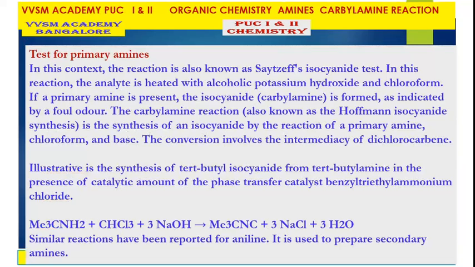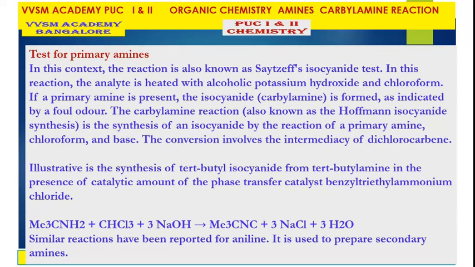Test for primary amines. Conclusion. In this context, the reaction is also known as Hofmann's isocyanide test. In this reaction, the analyte is heated with alcoholic potassium hydroxide and chloroform. If a primary amine is present, the isocyanide, carbylamine, is formed, as indicated by the foul odor.